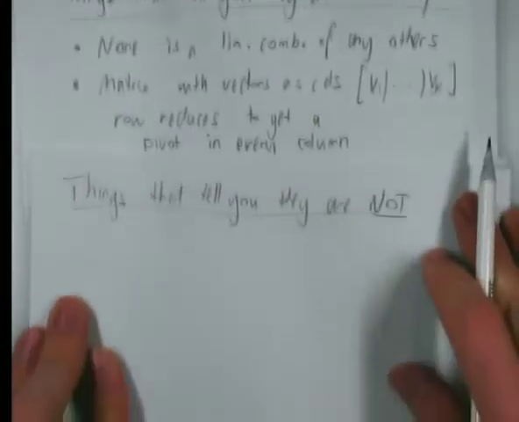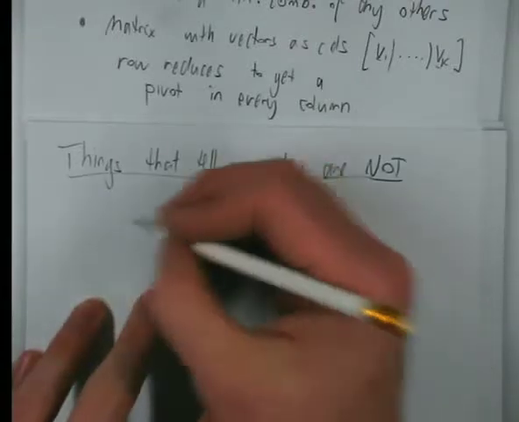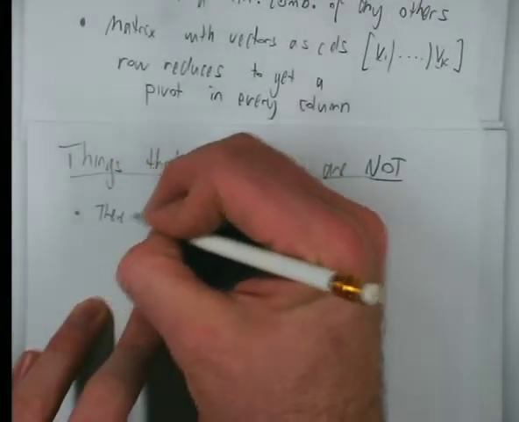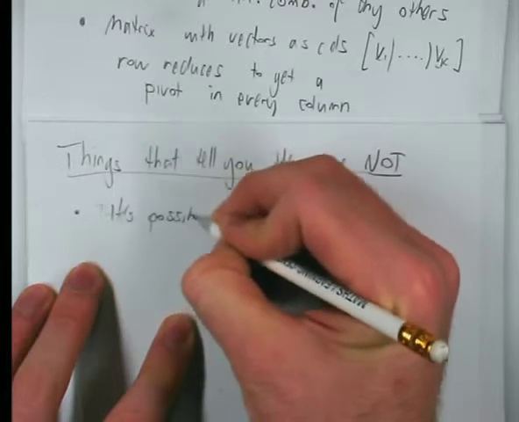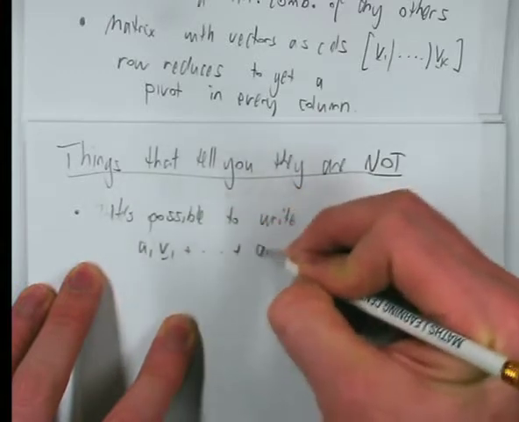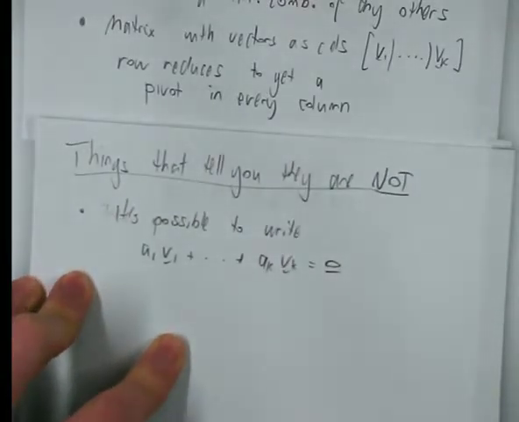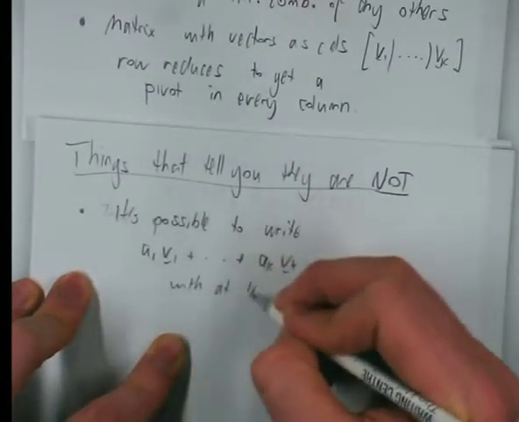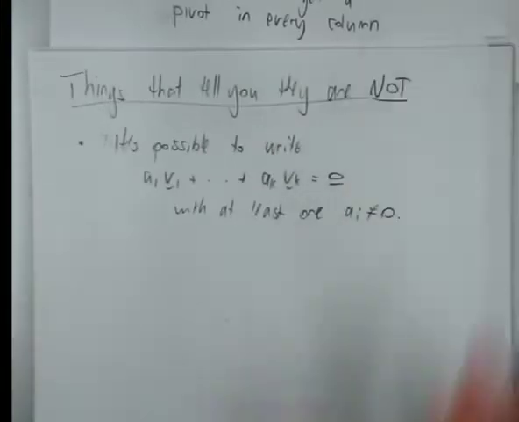Linearly independent. Okay, so my list of things that tells you that they're not linearly independent. The first one is from the definition. It's possible to write a1 v1 plus ... plus ak vk equals the zero vector without all the a's being zero, with at least one a not being zero. Okay, so that's when it's not linearly independent. I better put that in there.